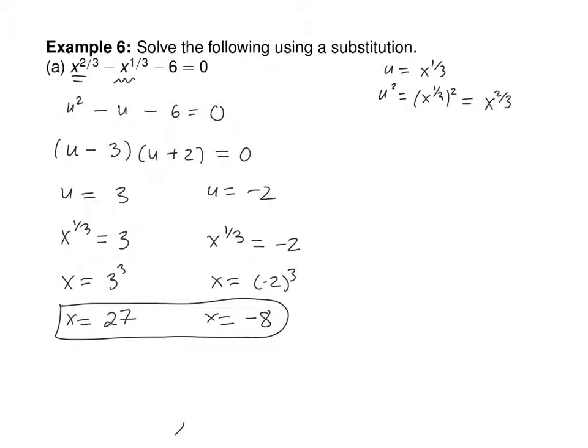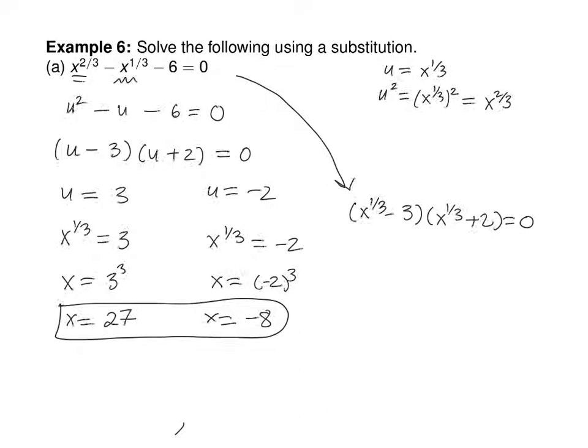If you had skipped the substitution and gone straight to the factoring step, you would have factored into x to the 1/3 minus 3, x to the 1/3 plus 2. Does that make sense? Okay, so if you think you like that, you can also do it that way. We could do the next one that way, for example, just for kicks.